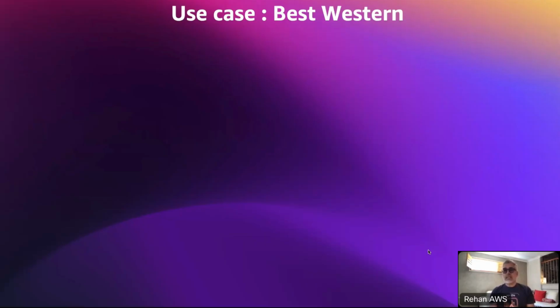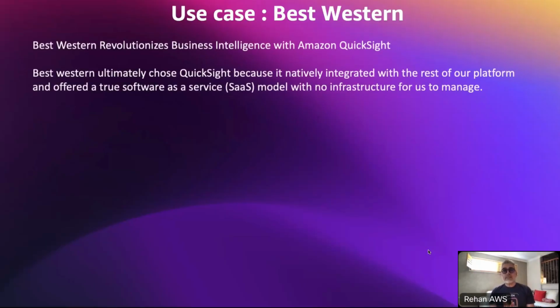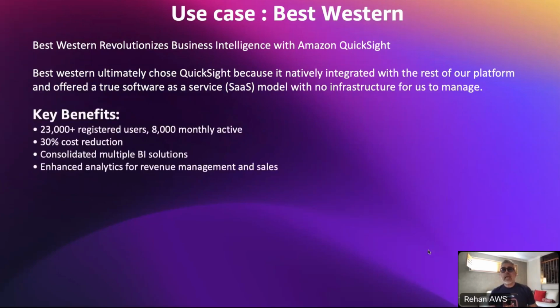So we're going to now look at some of the use cases. I've only got a couple of them. One is Best Western Hotels. Best Western chose QuickSight because it is natively integrated, as I've said before, with the rest of their platform, and offered a true software as a service model with no infrastructure for them to manage. Best Western have gone all in on the AWS cloud for analytics services, and they've realized that this is a perfect fit based on some of the benefits that they're able to gain.